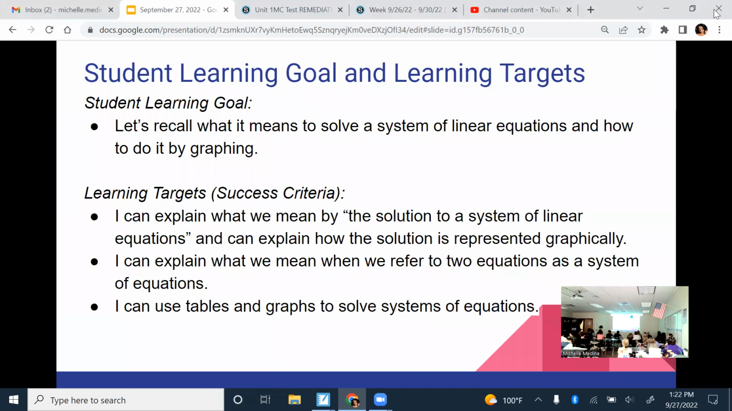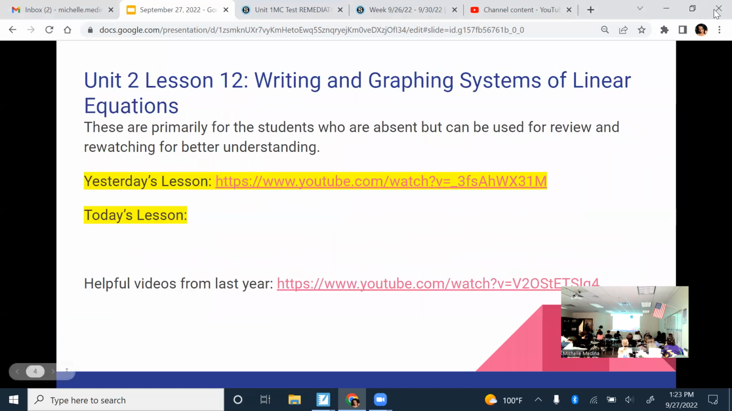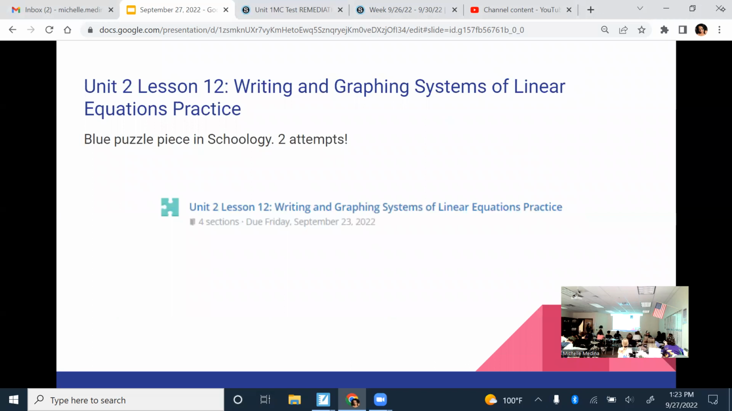So then, lesson 12, we are finishing today. The main goal of lesson 12 is to recall what it means to solve a system of linear equations and how to do it by graphing. So I'm recording right now. I also included yesterday's lesson in the slide because they go together. Mondays and short days. The puzzle piece is lesson 12.